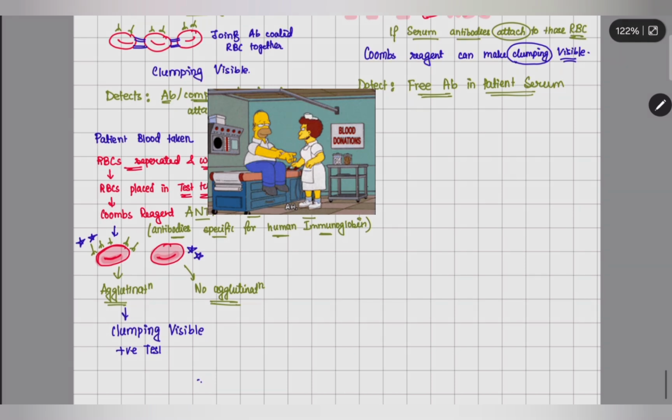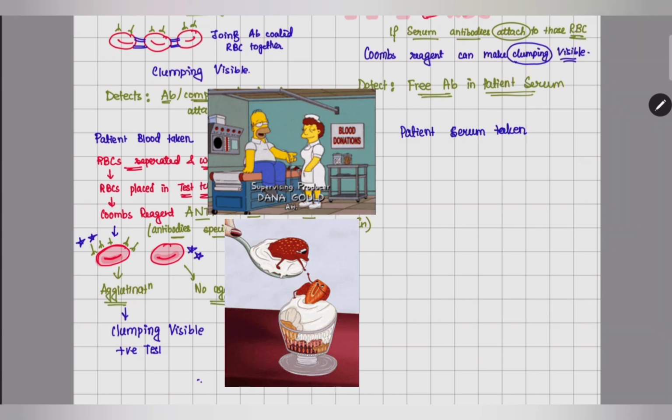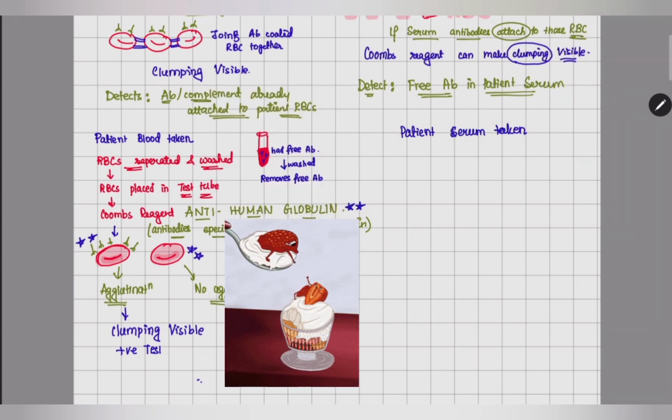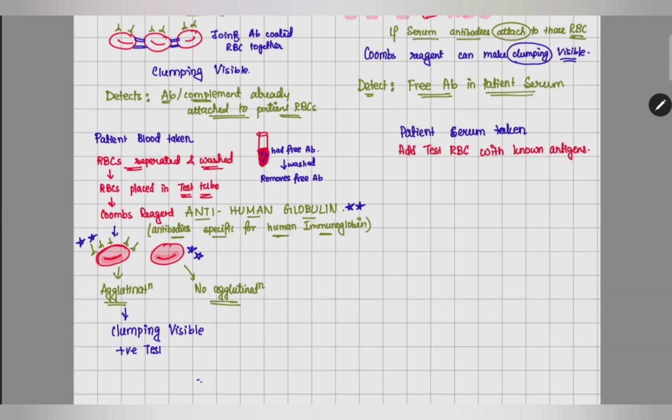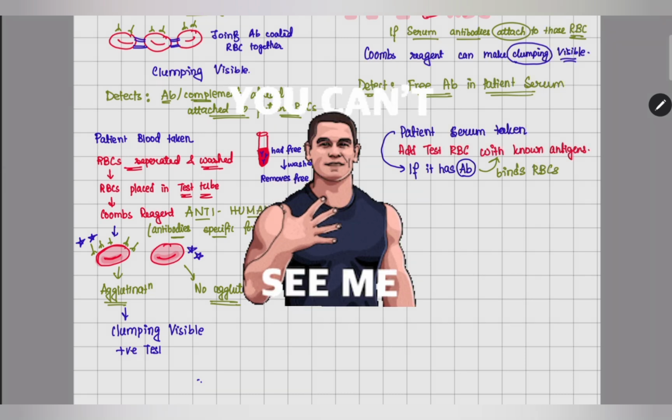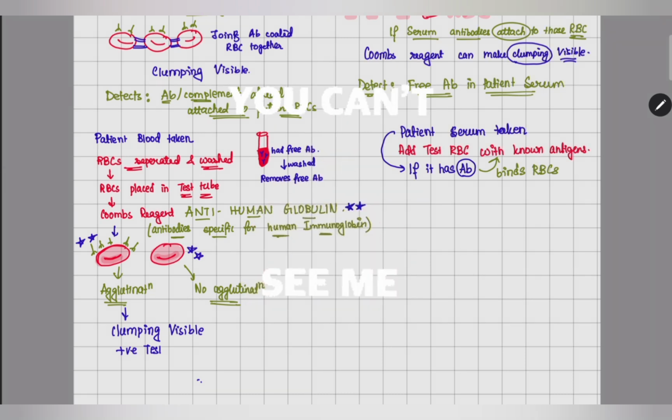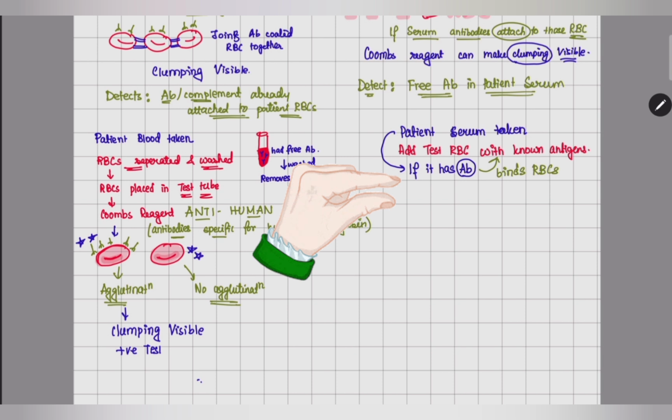Now what's the procedure? First, the patient's blood is collected and the serum is separated. This serum may contain the antibodies. Now the RBCs with known antigens are added. These are called the test RBCs. Now if the patient's serum contains antibodies, they will attach to this RBC surface. However, no visible clumping occurs yet, because the IgG antibodies are too small to cross-link the RBCs. So the reaction is invisible.